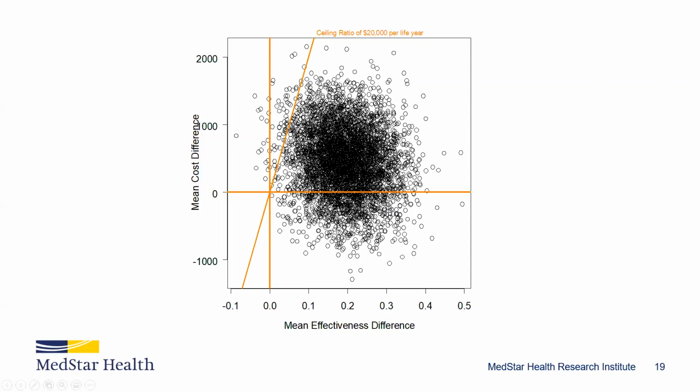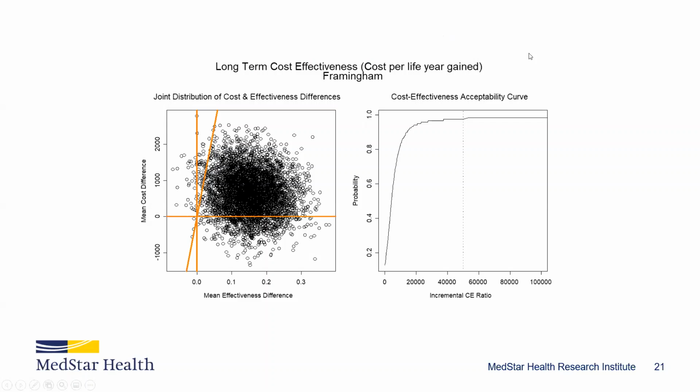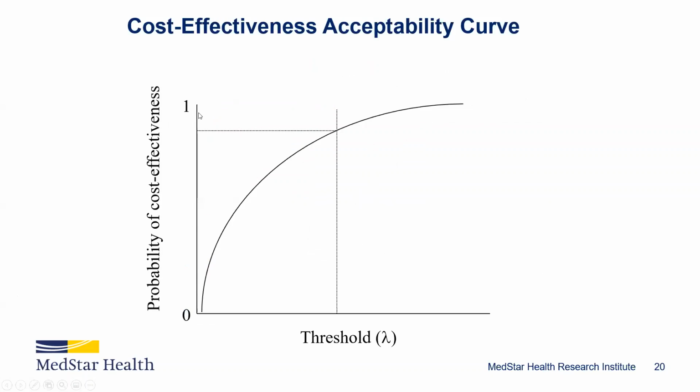We can also then plot this information in terms of what's called the cost effectiveness acceptability curve. And so we have our cost effectiveness plane here. Oops, I skipped one. Our cost effectiveness acceptability curve. So what we plot here are our willingness to pay thresholds, from 0 to whatever, on the horizontal axis, and the probability of being cost effective on the vertical axis. And this ranges, of course, from 0 to 1.